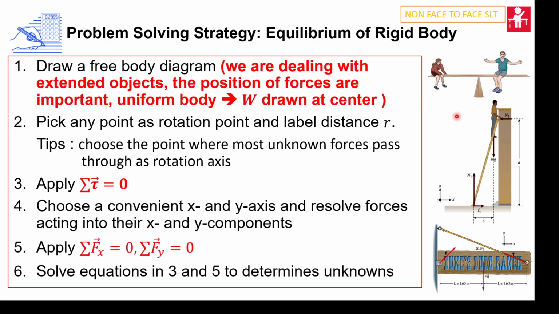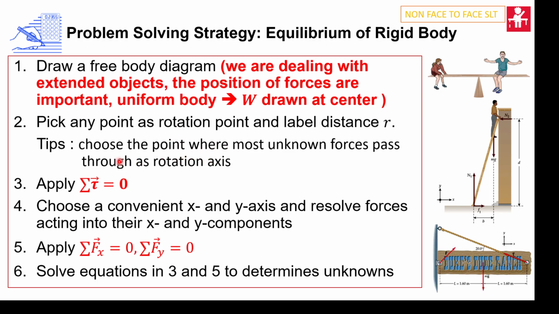Since we're dealing with forces, you need to draw the free body diagram. Then you need to pick a rotational point. It's called a rotational point, but in this lecture I will call it the pivot point. You can choose any point, but I suggest you choose the point where the thing does not move much, which is this point.